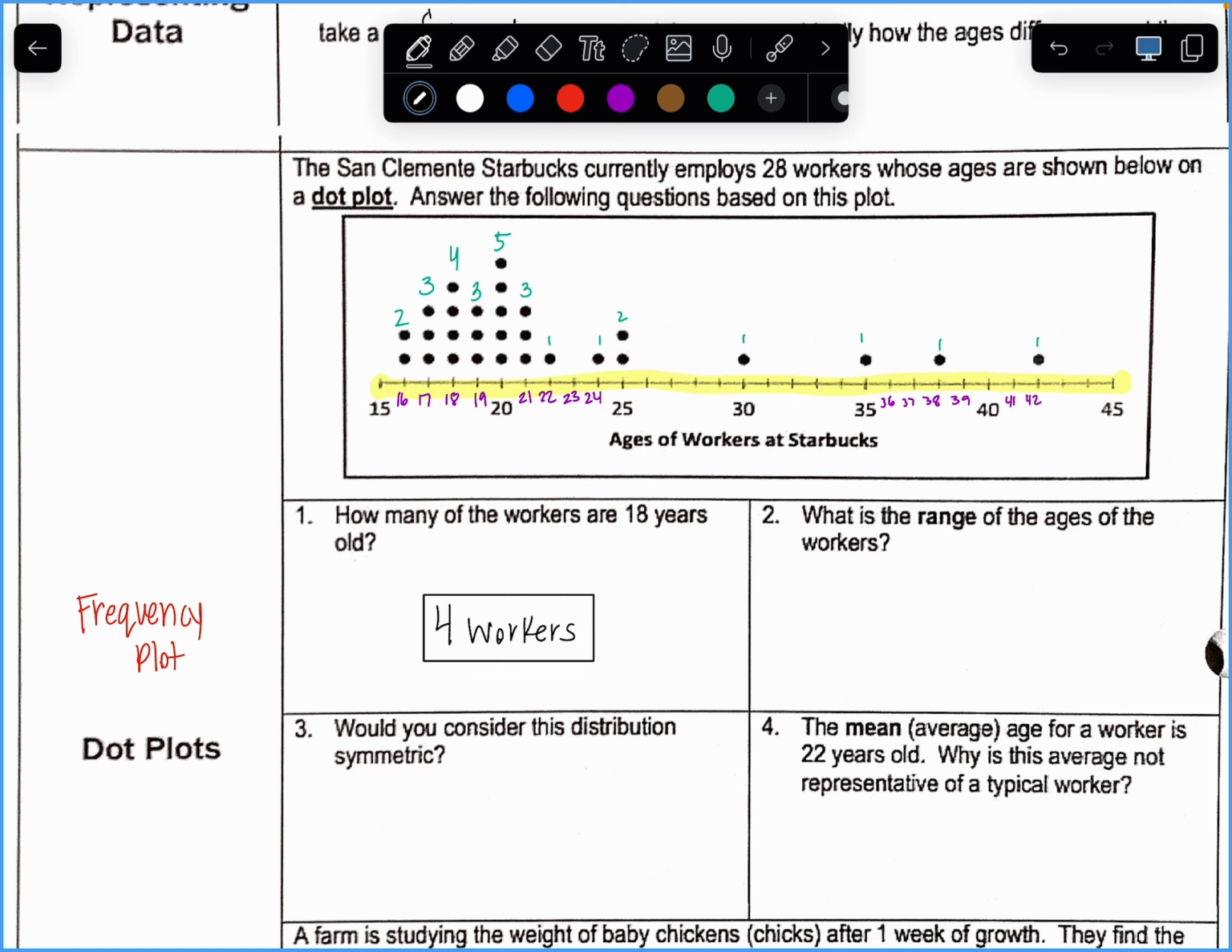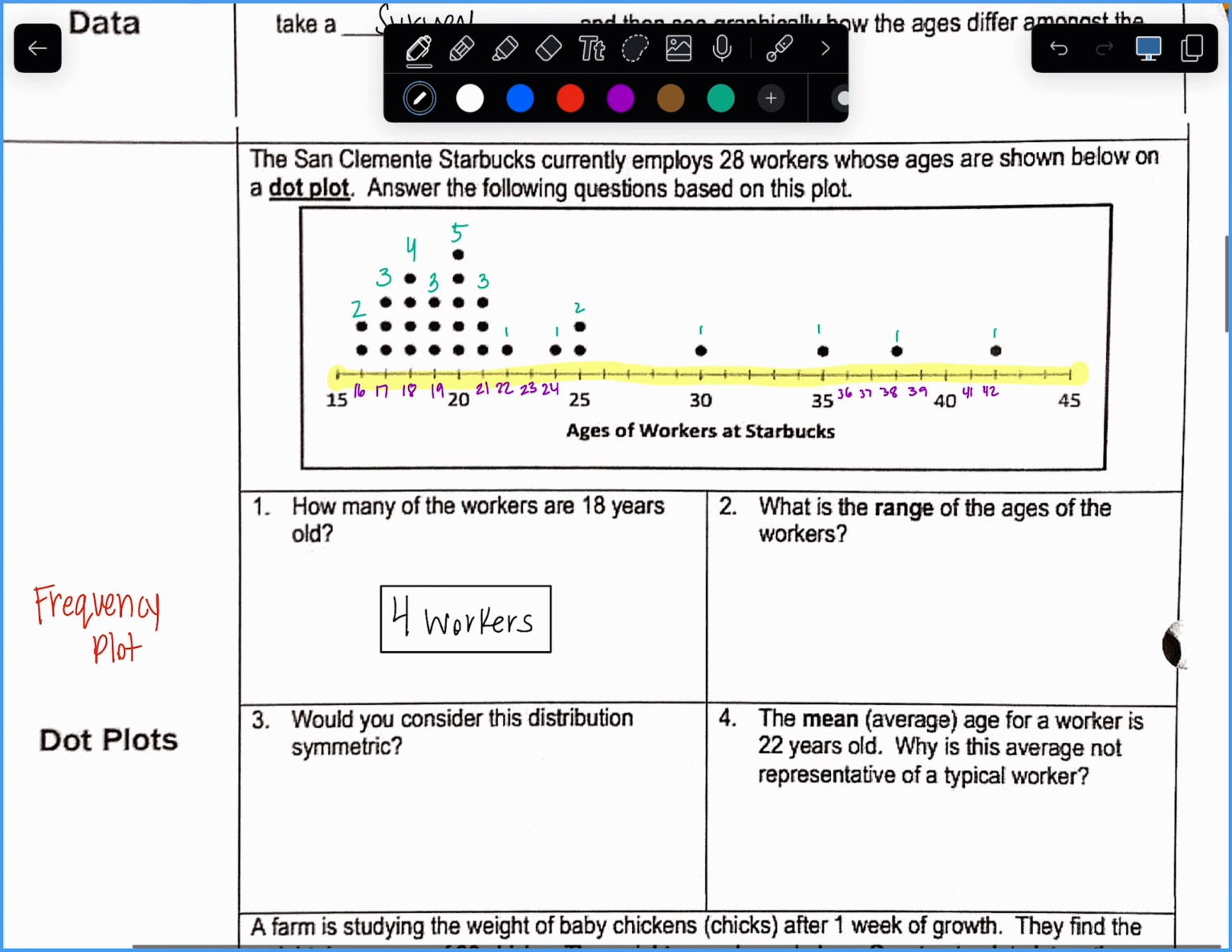Number 2, what is the range of the ages of the workers? I told you that word was going to come up. The range. What is it? Range is we take the max minus the min. So the highest, or the oldest, minus the lowest, or the oldest minus the youngest. Either way works. So the oldest seems to be how old at Starbucks?